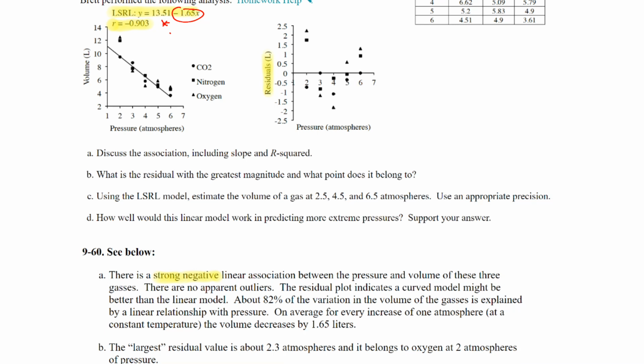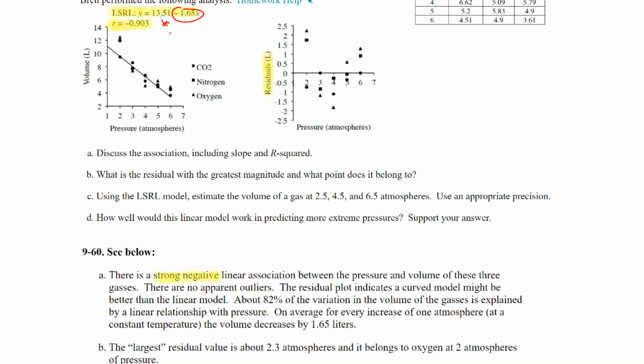There are no apparent outliers. It doesn't seem like there's any points too far away from the data. You might initially think that this might be, but it's not extraneous. It's not really far away, so I'd say no outliers. The residual plot indicates a curved model might be a better fit than a linear model. So it looks like we might have a pattern here. We don't necessarily have points scattered all around. We might have more of a curved model involved here.